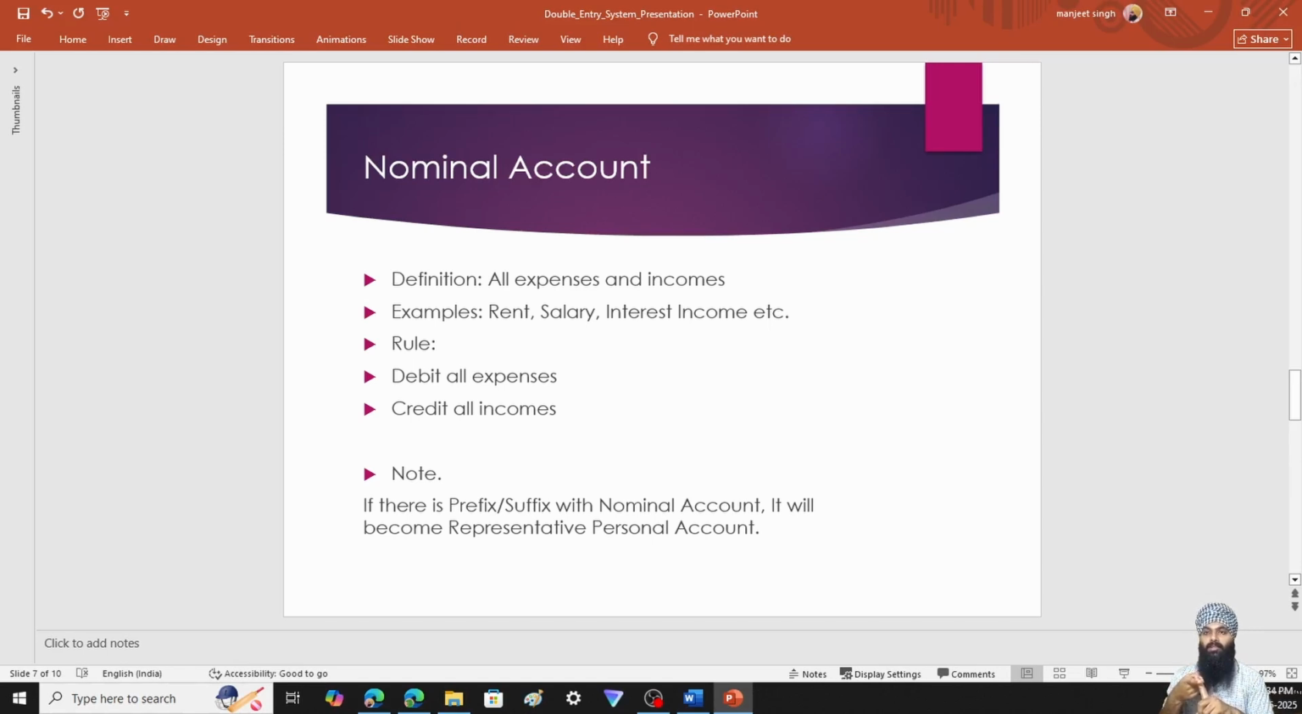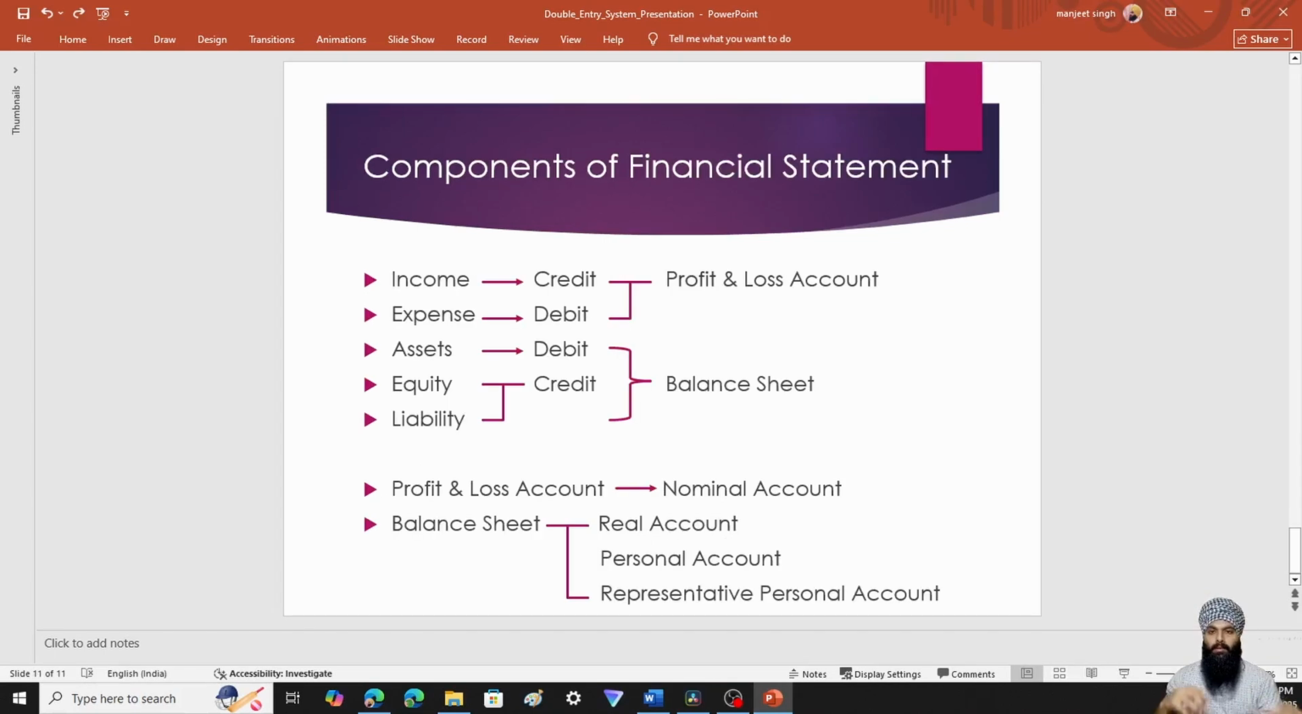Let's get into the next part of this video. Now let's discuss the components of the financial statement that are covered under standard reports. There are 5 components: income, expense, assets, equity, and liability. Income and expense are covered under the profit and loss account. Assets, equity, and liability are covered under the balance sheet. Right? The profit and loss account shows nominal accounts, and the rule of a nominal account is income on the credit side and expense on the debit side. Right?